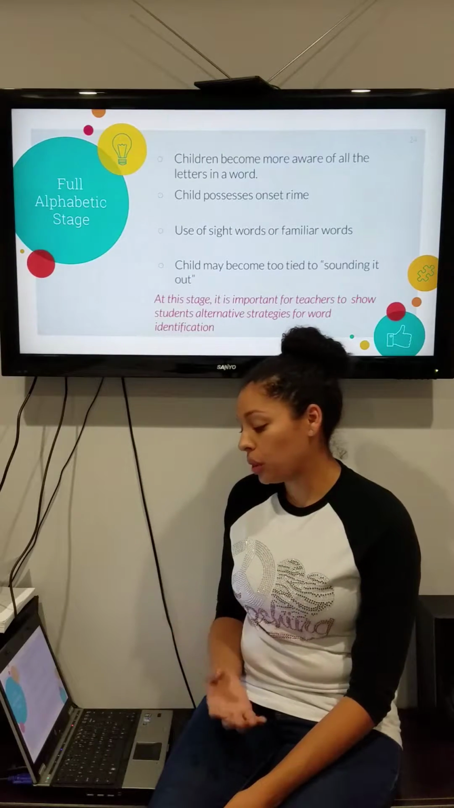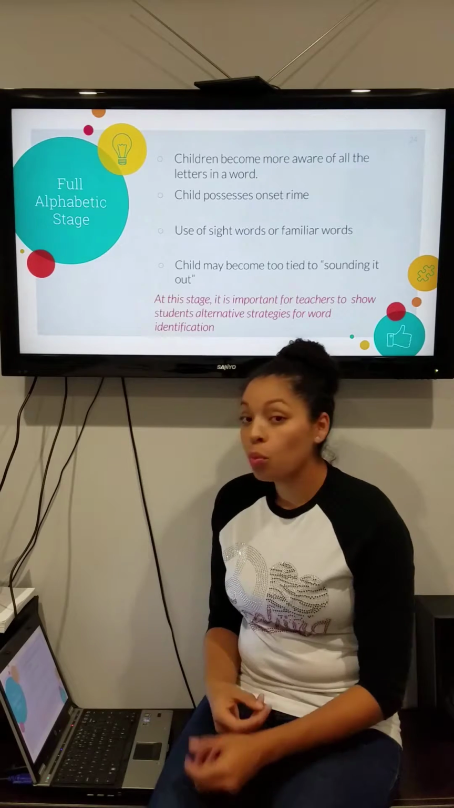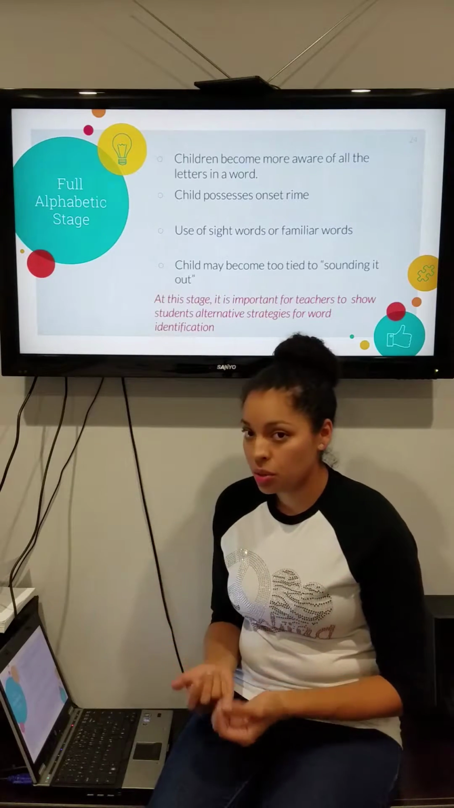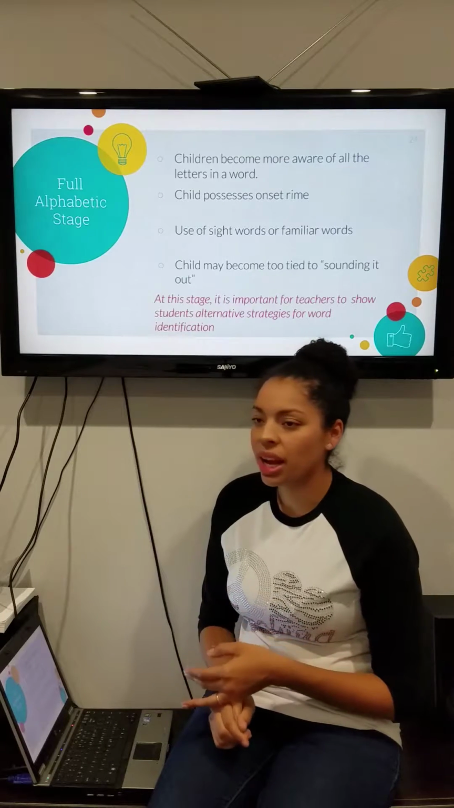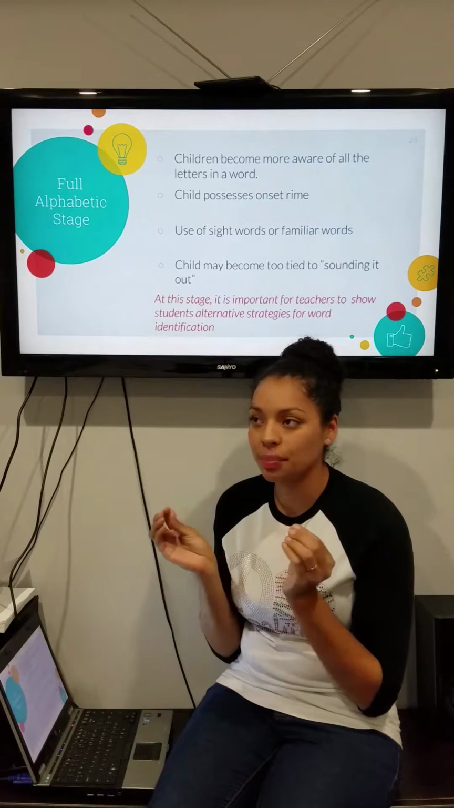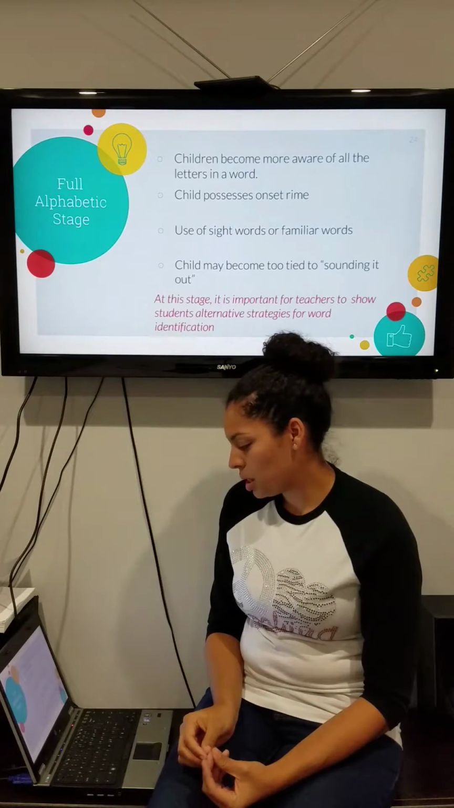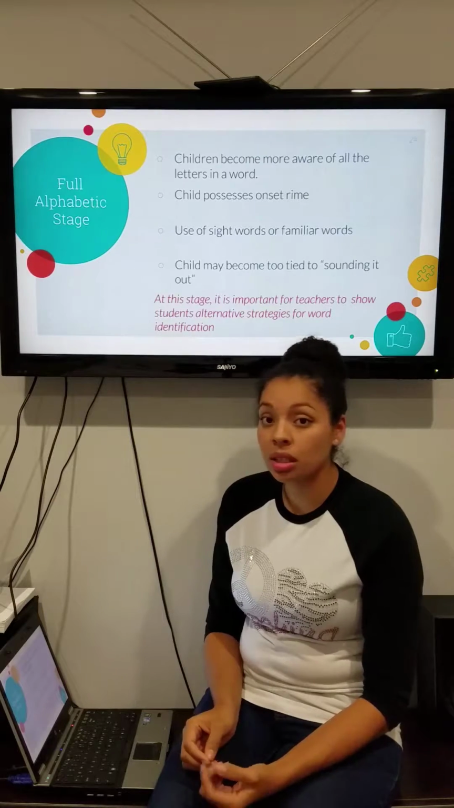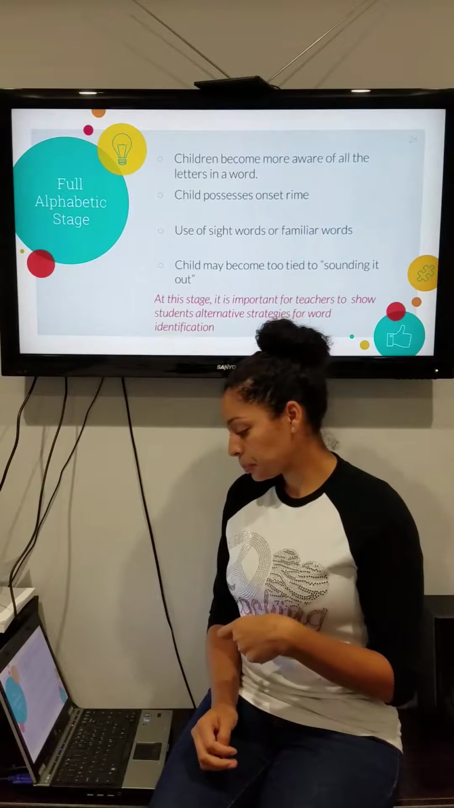Then we move on to the full alphabetic stage. Now children become a little more aware of the entire letters used in a word. They do have what we call onset rhyme, where if they put like "at," they can hear that makes the word cat. And that's a hard skill for most. Now they have the use of sight words or familiar words when they start writing.